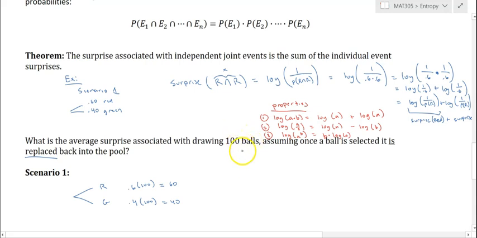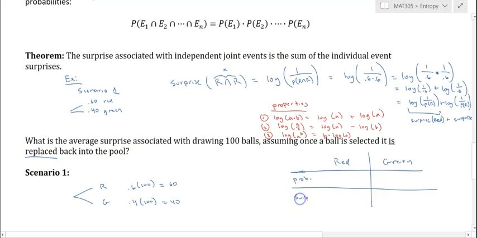Okay, well, that means that I now need to know, what is the surprise associated with one red and with one green? Because if I draw 60 reds and then 40 greens, that's just going to be 60 times the surprise of a red plus 40 times the surprise of a green. So let's do this. We'll make a little table here. And we'll list out for red and green, what is the associated probability and what is the associated surprise? Well, the probability of a red, we already said, is 0.6, and the probability of green is 0.4.